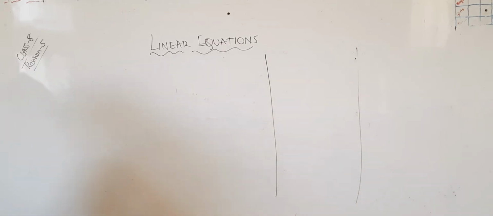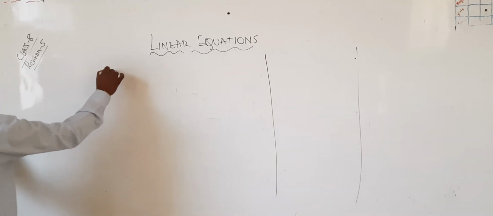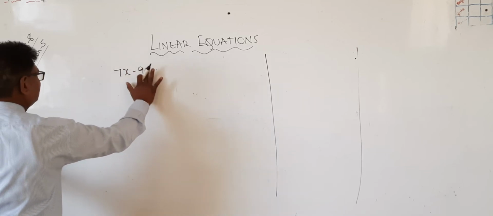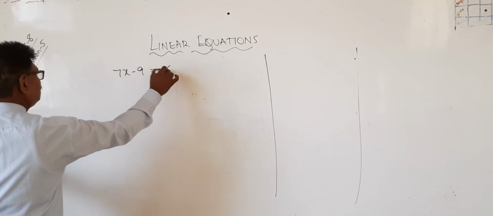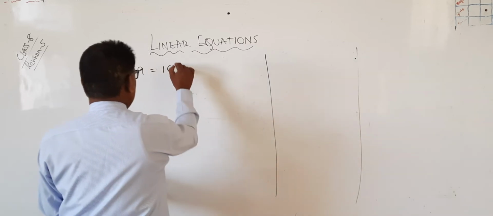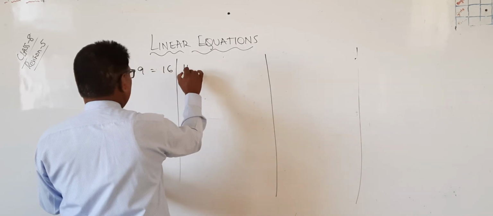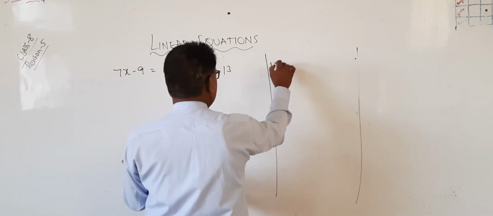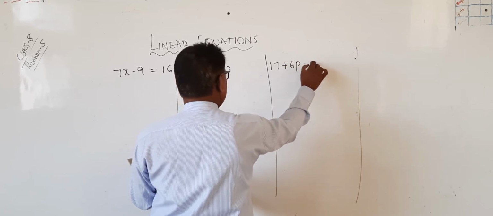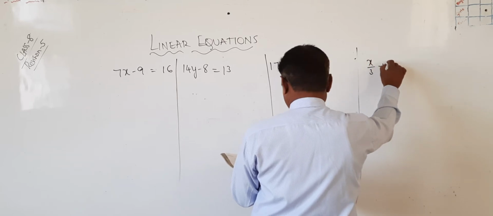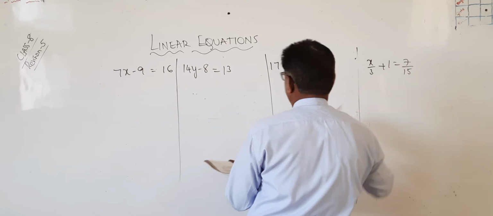Yes, one more set of problems. 7x minus 9 is equal to 16. 14y minus 8 is equal to 13. 17 plus 6p is equal to 9. x by 3 plus 1 is equal to 7 by 15.